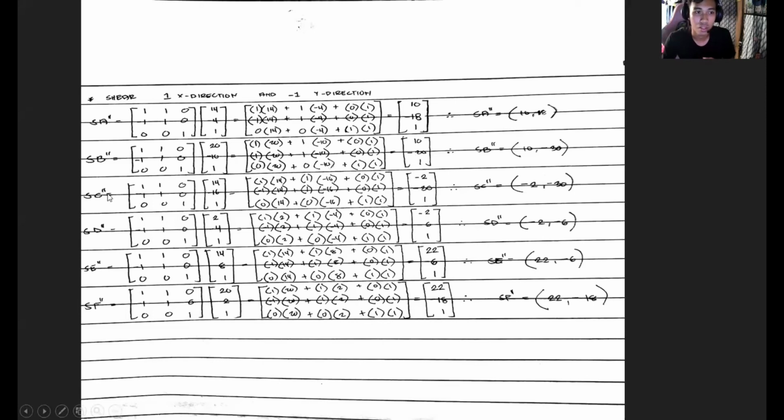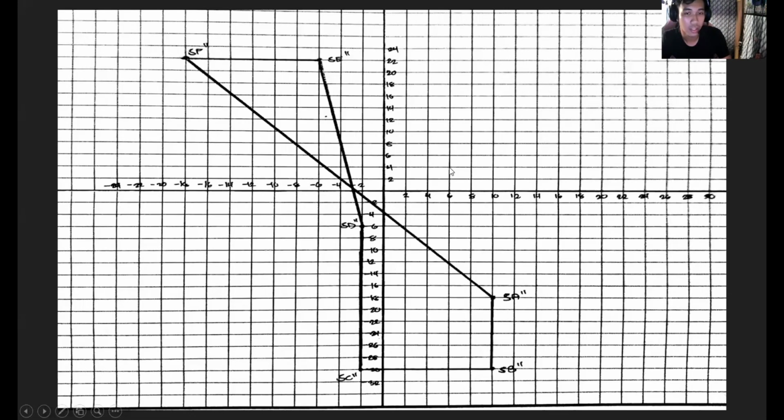Same here in our letter B. As you can see here, we put some indication, SA, SB, which means it has already been sheared by me. As you can see here, we also have an updated answer in our B prime. So SB prime is 10 and negative 30. Since it was already updated, this is our final result.